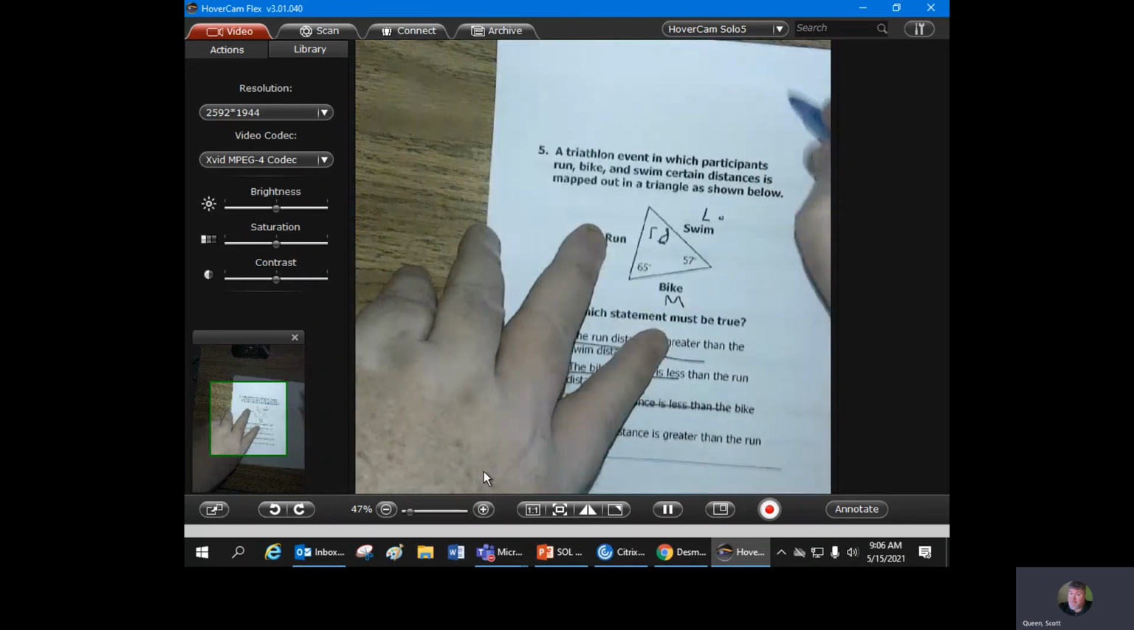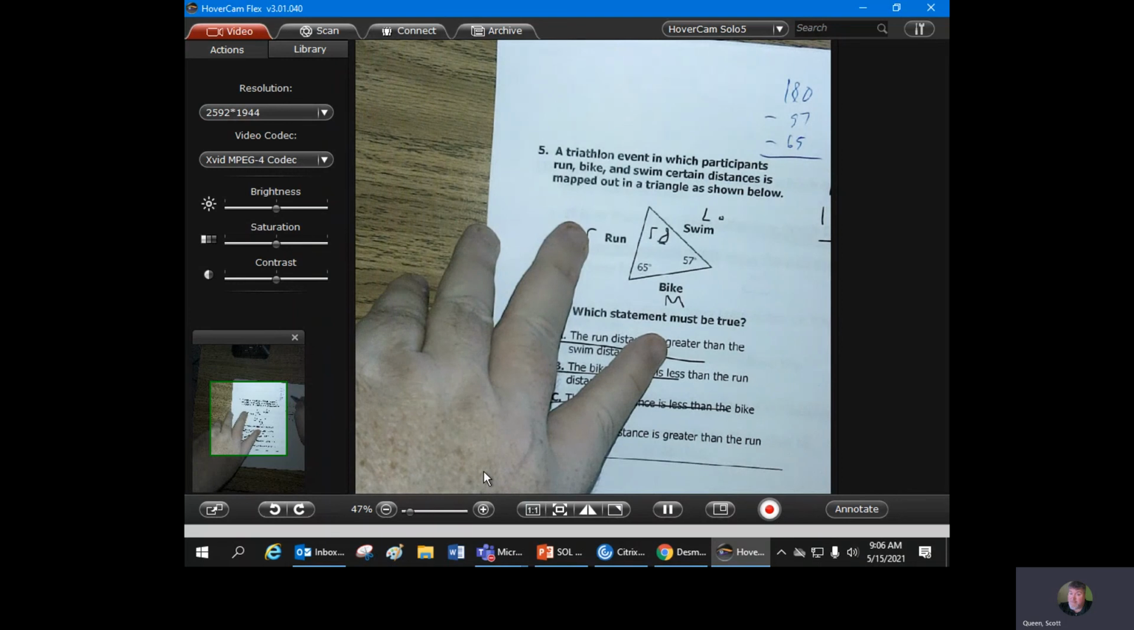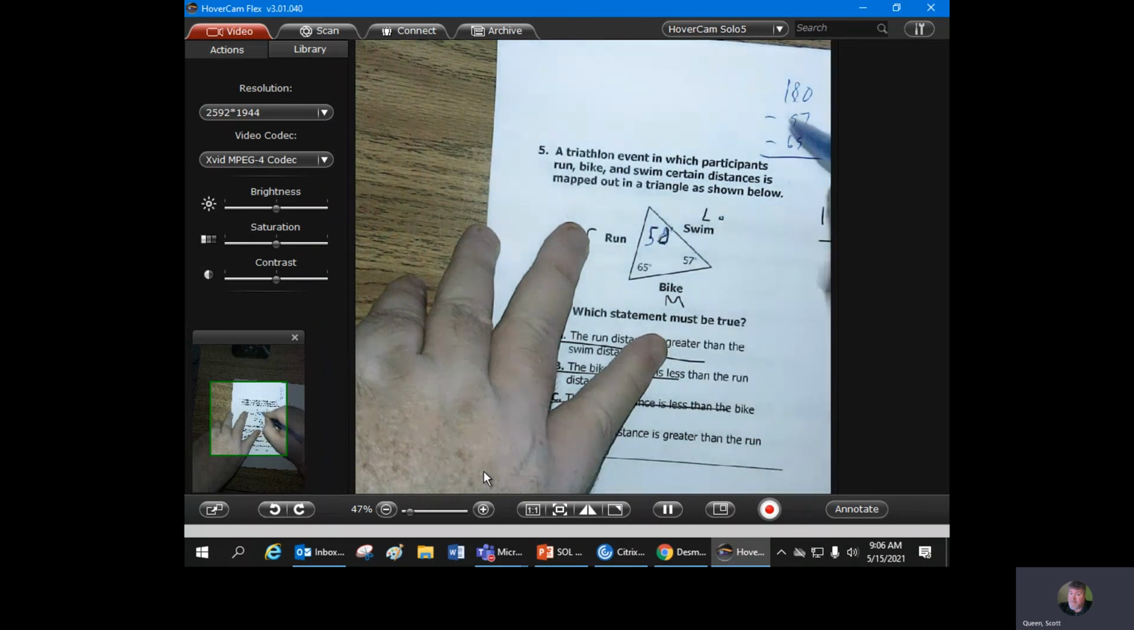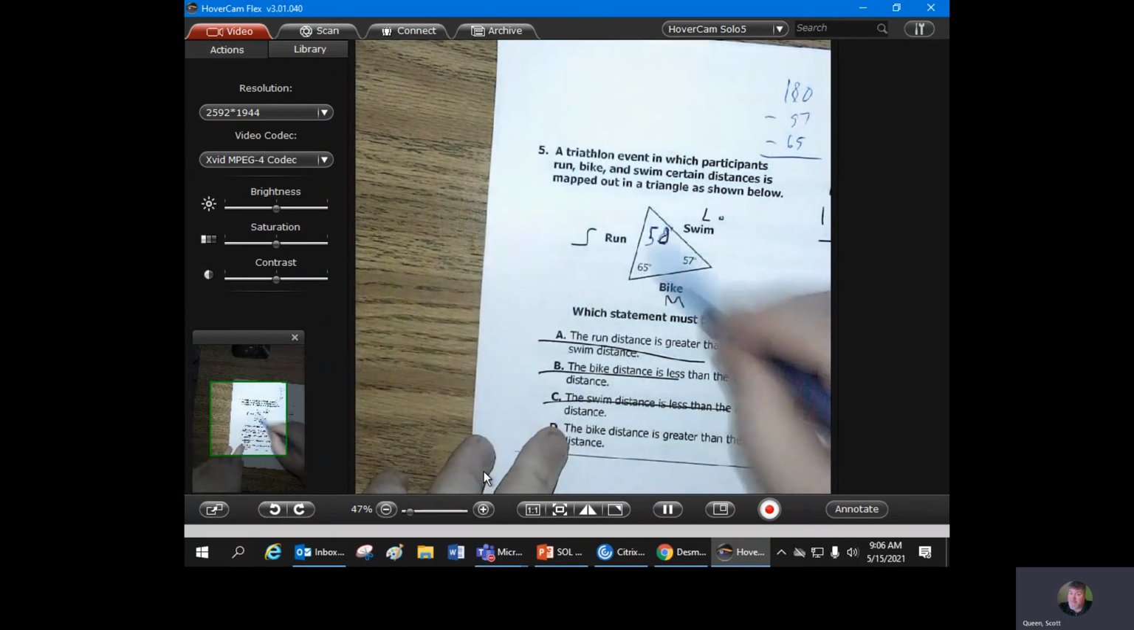So what I did was 180, because all triangles add up to 180, subtract 57 and 65 from that, and you can throw that in Desmos, right? And when I'm done, 180 minus 57 minus 65 is going to give me a 58. So I got 58 degrees here. Now, we got all three angles.